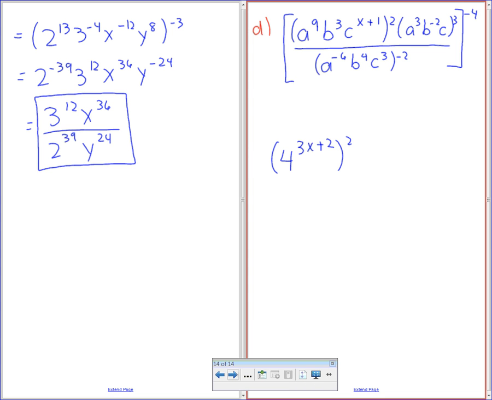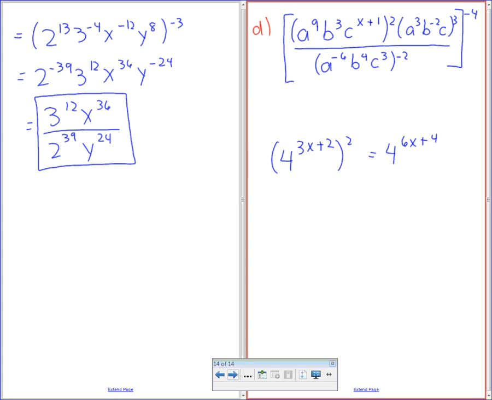Luke, go ahead. You multiply the 2 into the exponent. Very good. Because remember, you're multiplying by the thing. So this is going to change into 4 to the 6x plus 4. That little hint may help you with this question.